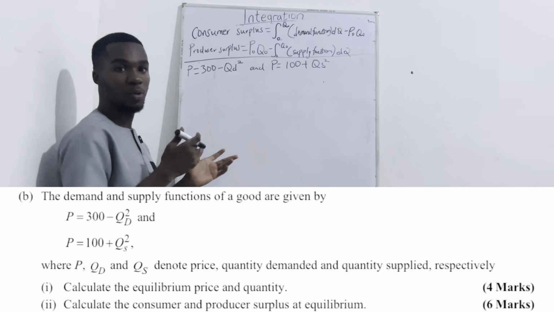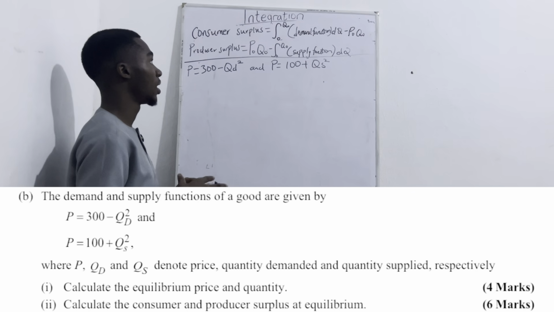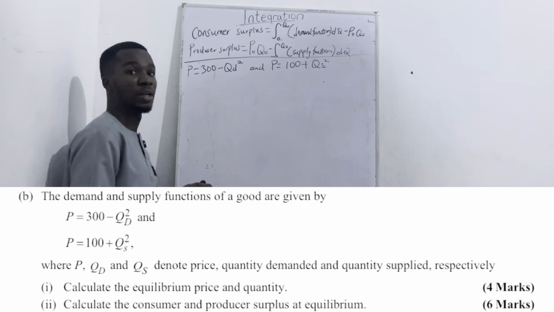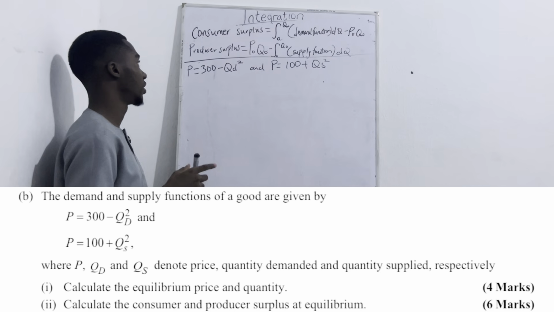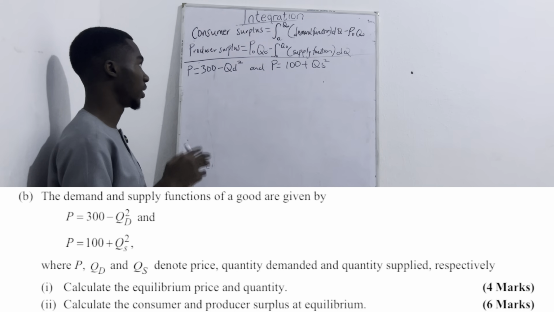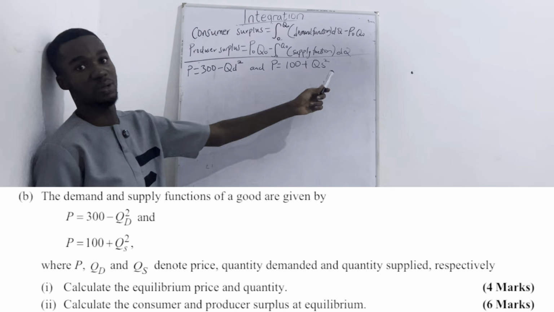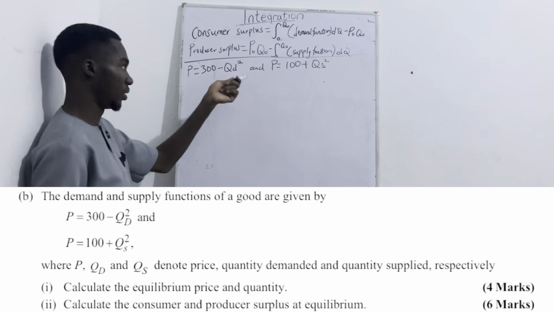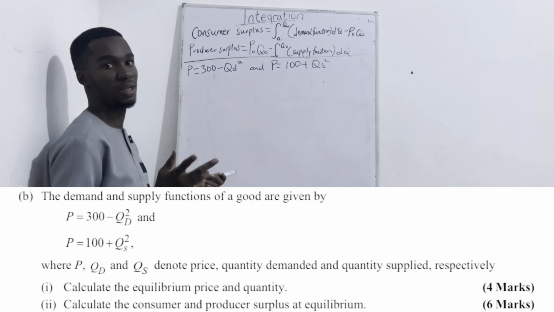And from week one, I'm sure you are already familiar with this. So we know that at equilibrium, the quantity demanded is equal to the quantity supplied. So that's the first thing you have to know. At equilibrium, quantity demanded is equal to quantity supplied. So it means QD is equal to QS. Quantity demanded is QD, quantity supplied is QS. Just put that in your head.